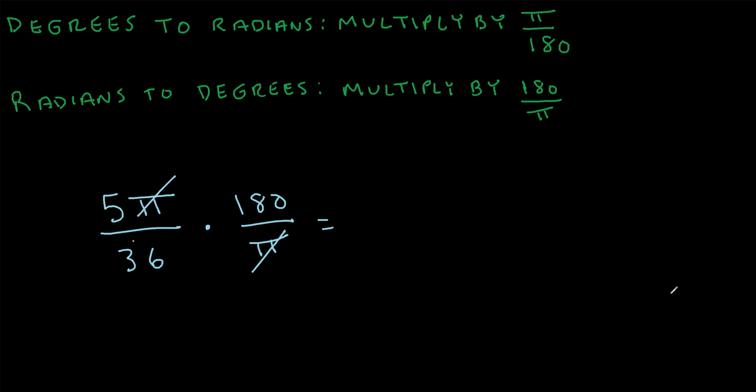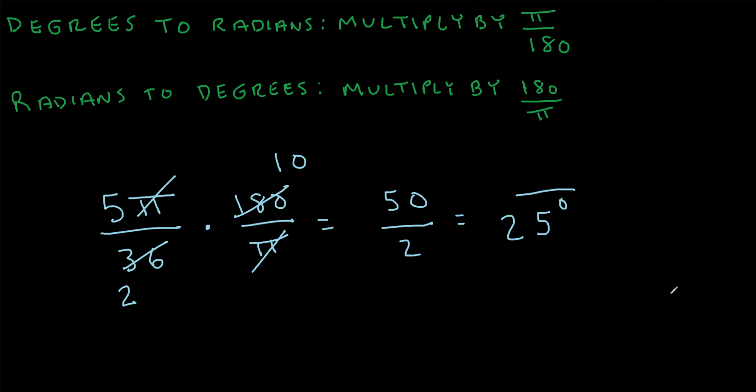So we have a 36 down here in the denominator and a 180 up here in the numerator. So each of these are divisible by 18. So 18 goes into 36 2 times, so we can write a 2 right here. And 18 goes into 180 10 times. So we can write a 10 up here. So if we multiply straight across, we'll have 5 times 10 is 50. And 2 times 1 is just 2. So 50 divided by 2 is 25. So 25 degrees. So 5 pi over 36 in terms of degrees is 25 degrees.